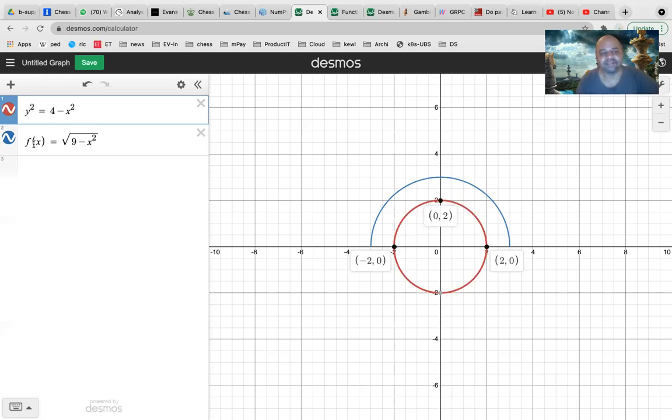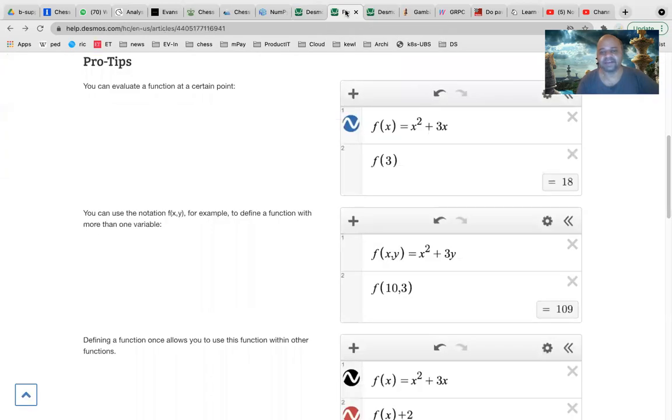If you want to write it in the fashion of a function of x, then you have to write it, because y square is equal to 4 minus x square, so y is equal to square root of that, right? So here y square is equal to 9 minus x square, so f of x, I have put it as square root of that. This is the function for a circle. But we'll come to the circle later on.